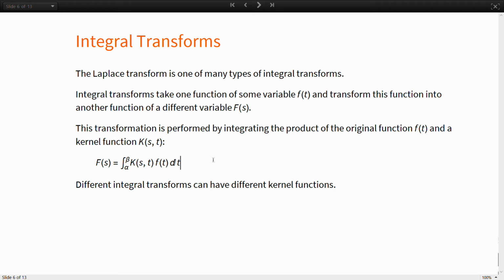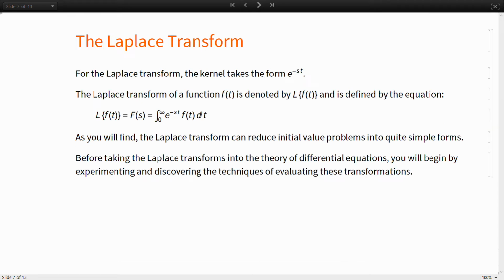Different integral transforms will have different kernel functions and bounds on the integral, which is what distinguishes one integral transform from another. For the Laplace transform, the kernel function k of s and t is given by e to the minus s times t. The Laplace transform of a function f of t is represented by a big L with the function surrounded by curly brackets. For example, L curly bracket f of t is defined to be the function big F of s, which equals the integral from 0 to infinity of the kernel function e to the minus s t times the function that's being transformed, f of t.